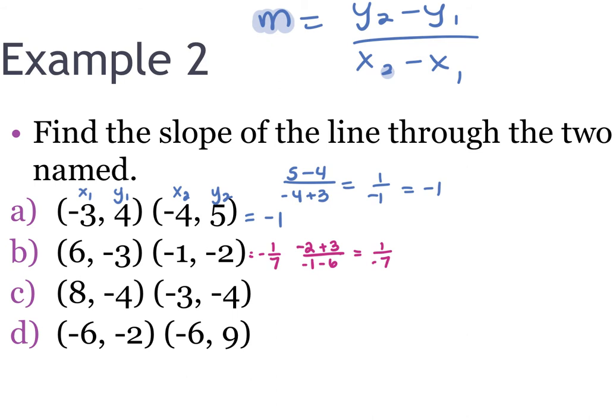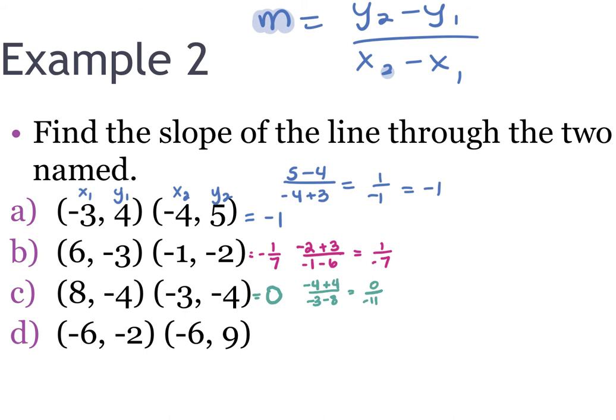All right, C would be negative 4 minus a negative 4, which becomes plus 4, over negative 3 minus 8. And I get 0 in my numerator. 0 divided by anything is what? 0. What kind of line would pass through those points? Horizontal line. Good. Yep. 0 is in the denominator, it's undefined.